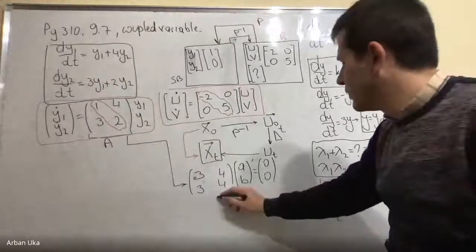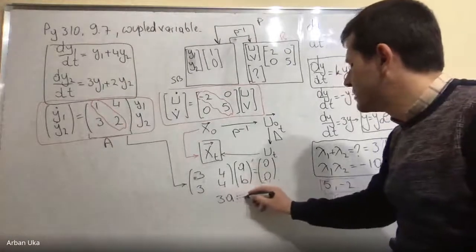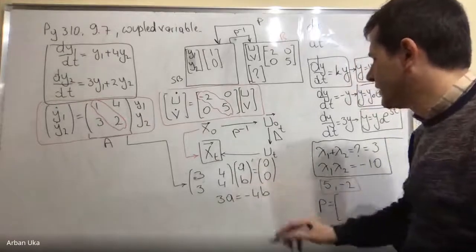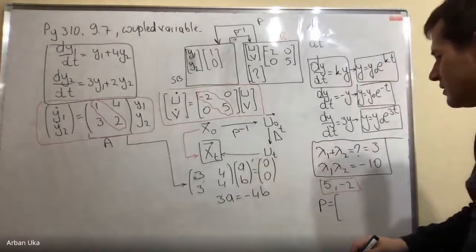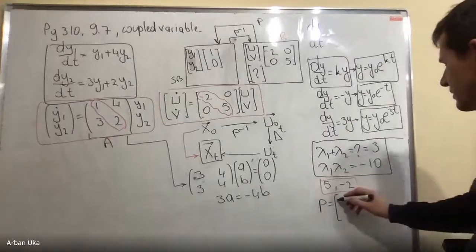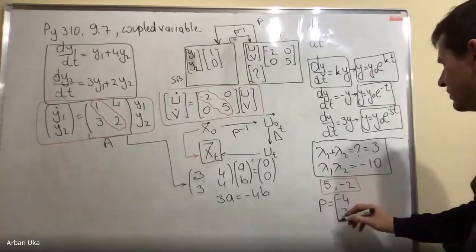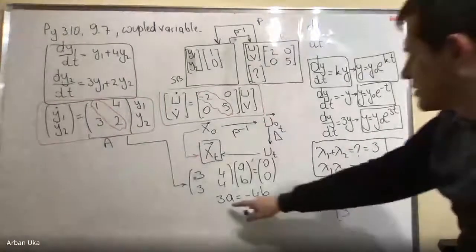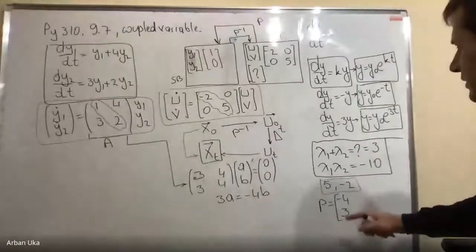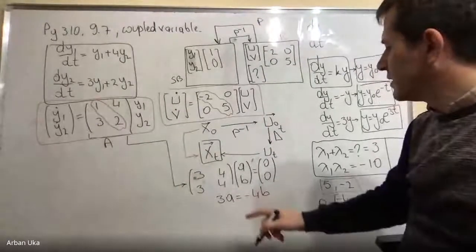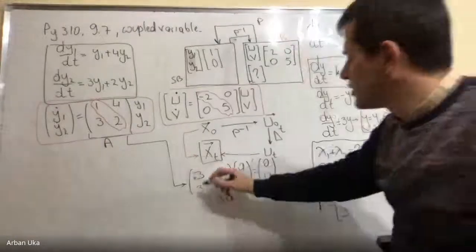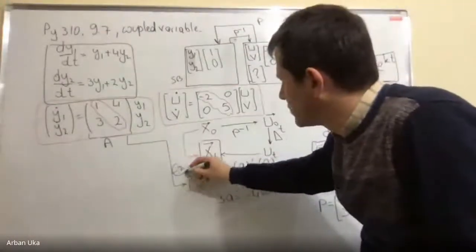So the first equation, we get 3A is equal to minus 4B. Then A can be minus 4, B is 3. You can check this one. 3 times minus 4 is minus 12. That's good. The other equation, so this one, this corresponds for an eigenvalue of minus 2.